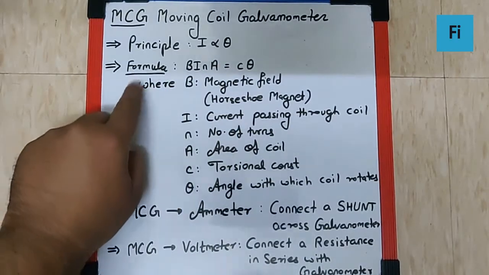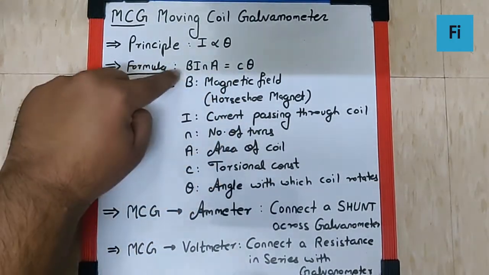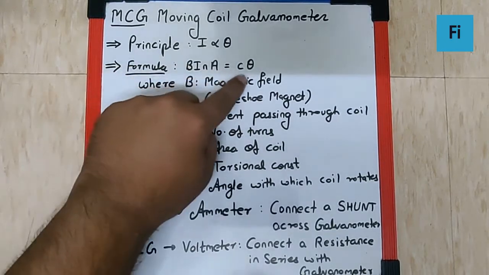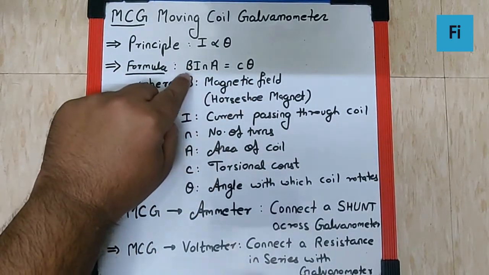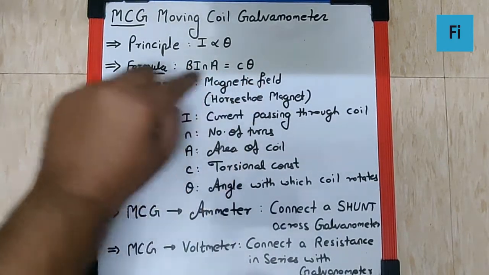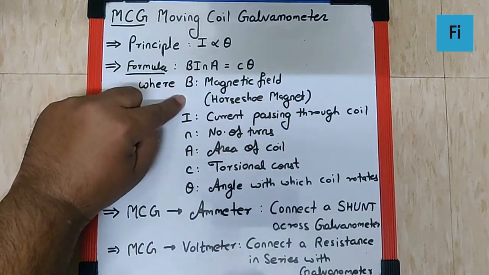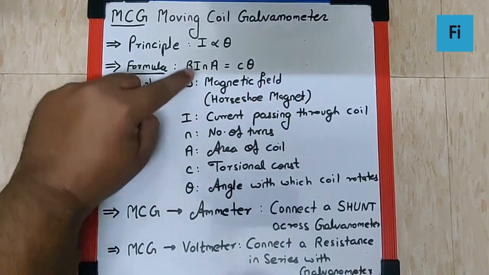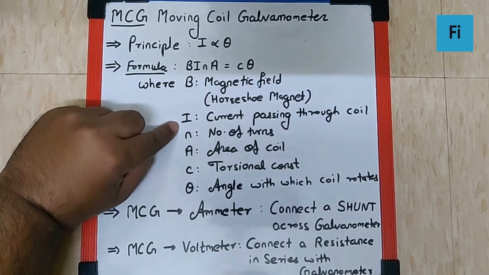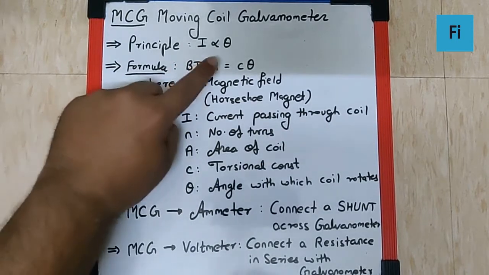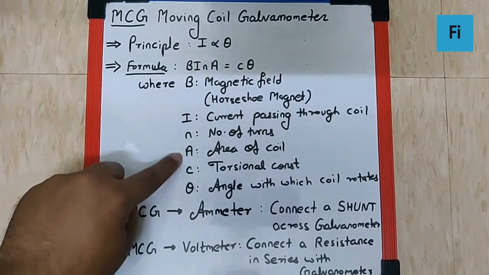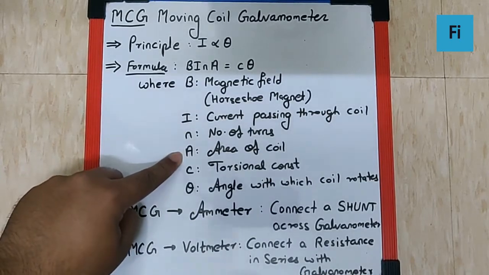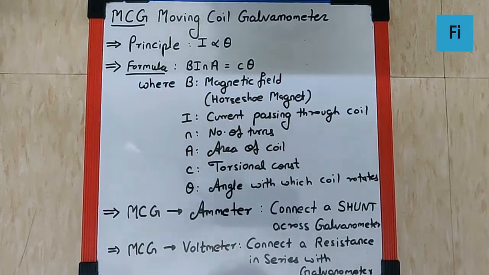The formula from which this relation has been developed is BINA is equal to C theta, which I can remember as BINA equals C theta, where B stands for the external magnetic field, which is of the horseshoe magnet, I is the current passing through the coil, N is the number of turns, A is the area of the coil. Now here I remind you, A over here is not the area of cross section, it is the area of the coil.